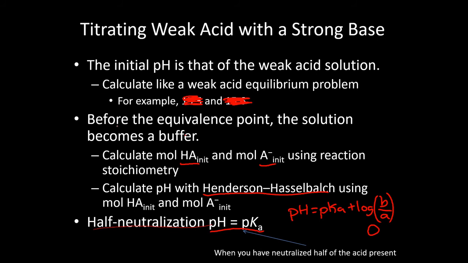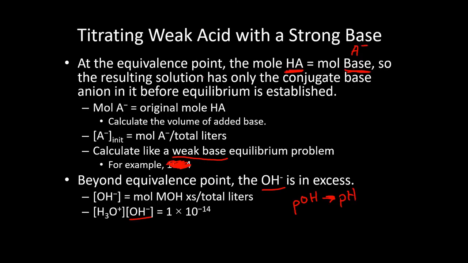The initial pH, it's just a weak acid equilibrium. We've done that. Between the initial pH and the equivalence point, that's just a buffer. We've done that. At the equivalence point, that's just a weak base solution. We've done that. Past the equivalence point, all we have to worry about is the amount of strong base present. We've done that. Everything that we're doing here, we have done before. There's actually nothing new. It's just we've never had it all together like this.